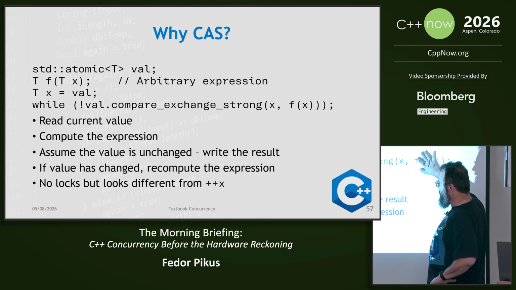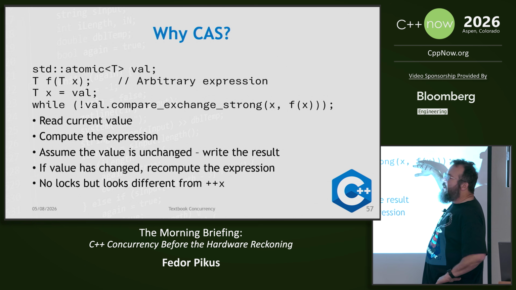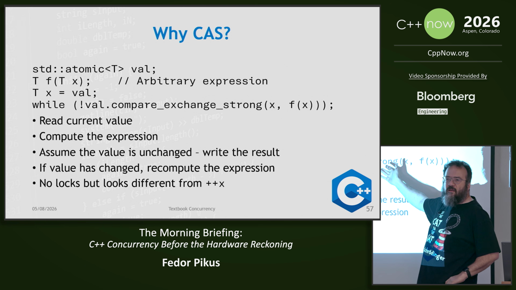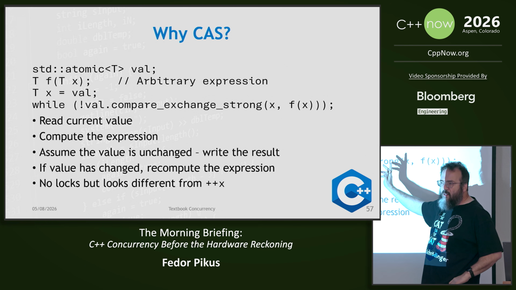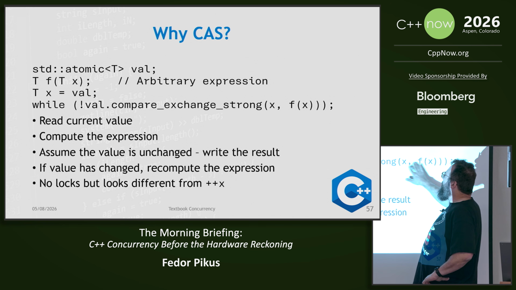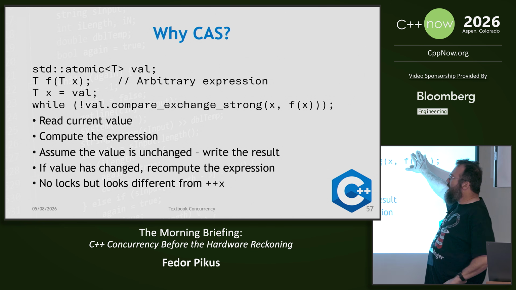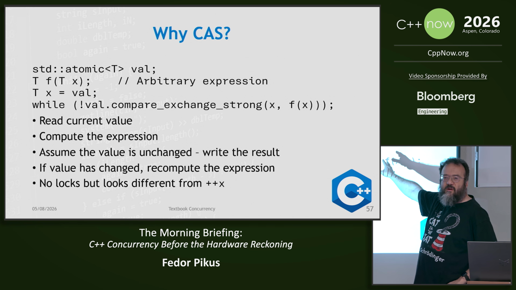So you compute the expression privately on your own. If the value has changed, you try again. Lock-free, not wait-free, lock-free. And you can do any expression here. This is basically how atomic math is done without hardware support.